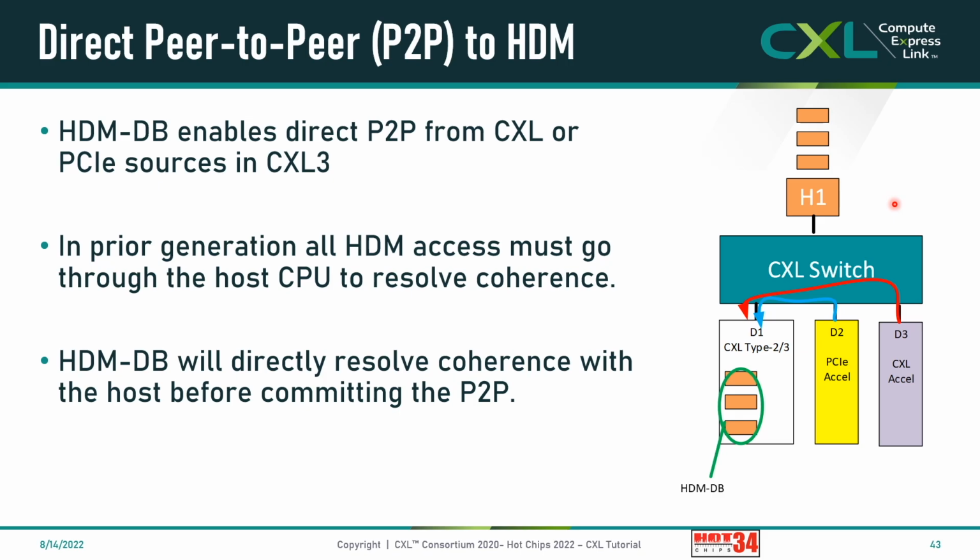Now, this is an advantage over the HDM-D and the HDM-H model, where this accelerator must go through the host, and the host resolves coherence with the device. And in that model, we would load this link going from the switch to the host with this traffic. It would go up to the host and then back down on .mem. By doing direct, we reduce loading on that link, and we also reduce latency by giving a direct path.